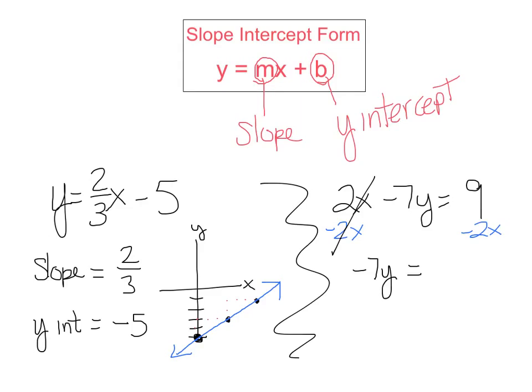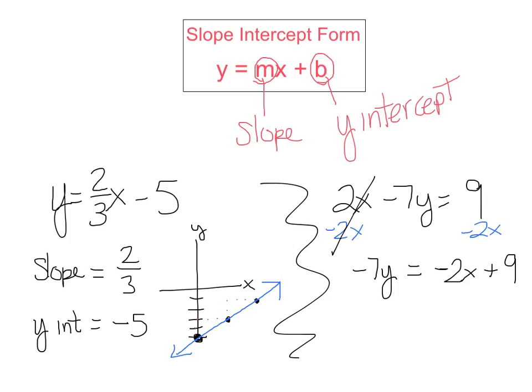But rather than writing it as a 9 minus 2x, remember up in slope-intercept form, you kind of like to have your mx and then your b. So I'm going to write my negative 2x part first. Notice that I kept the negative on the 2x. And then the 9 is positive, so it stays plus 9. Okay, so that's your first step, is to move the x term to the other side.